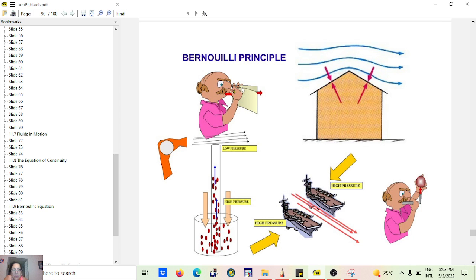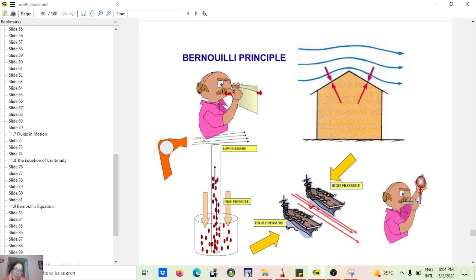Here's another example that you can do. You can blow between two pieces of paper. So the flow here is going to be low pressure, and from outside it's going to be high pressure. So the pieces of paper are going to come together.